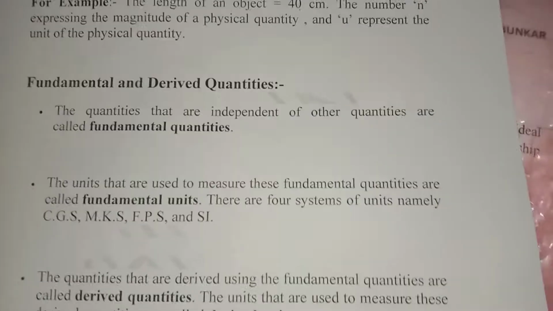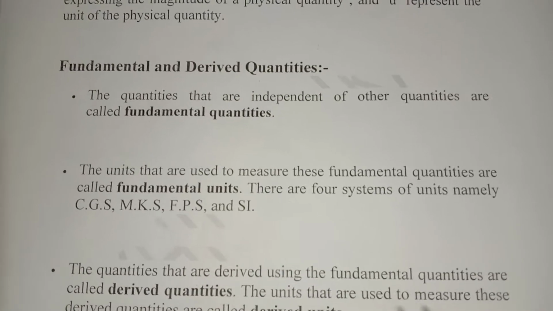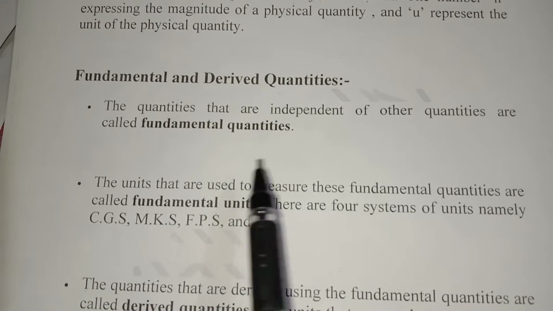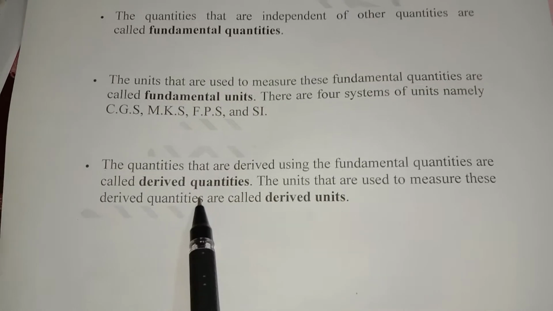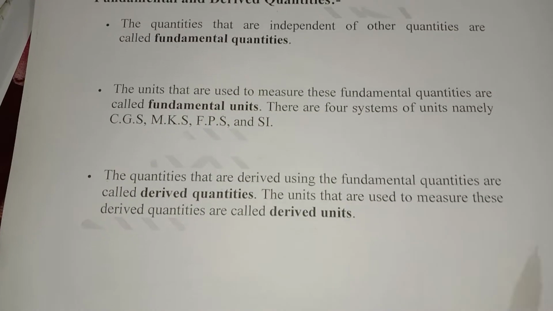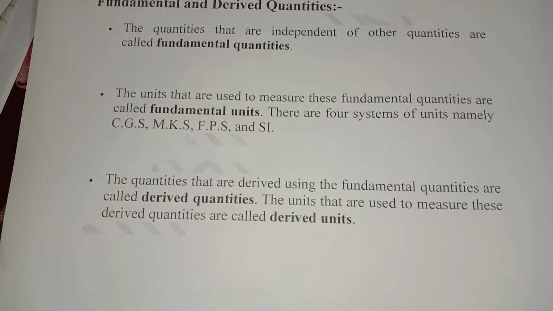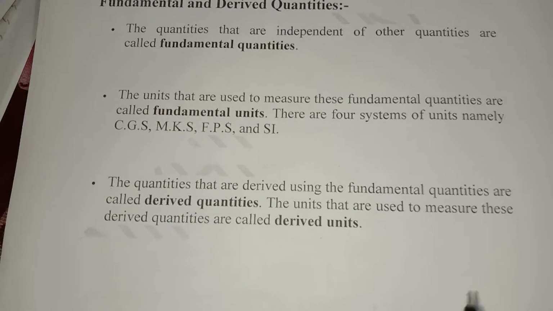So the fundamental quantity makes itself, it does not depend on other physical quantities, but on the other hand the derived quantities or the derived units depend on the fundamental quantities or fundamental units respectively.